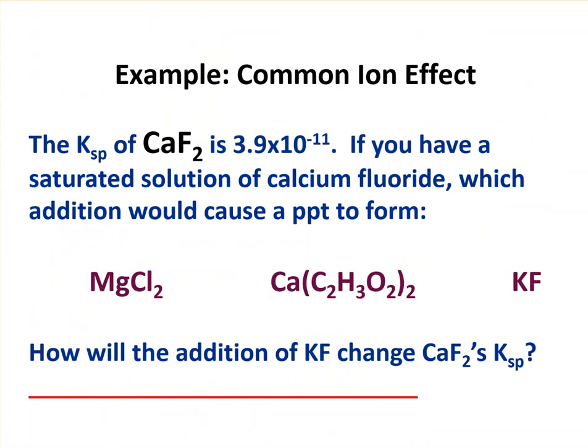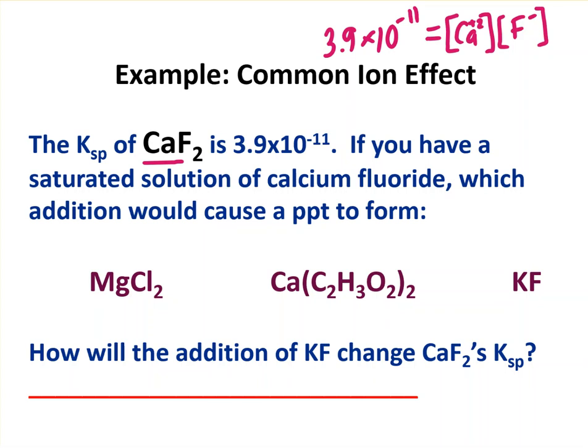Okay, here's another example. I have a compound, calcium fluoride, and I have its solubility product. If I have a saturated solution, that means the product of these concentrations gives you this number. It means that these are at equilibrium. Those are the highest concentrations of those that you can have. That's what the Ksp means.